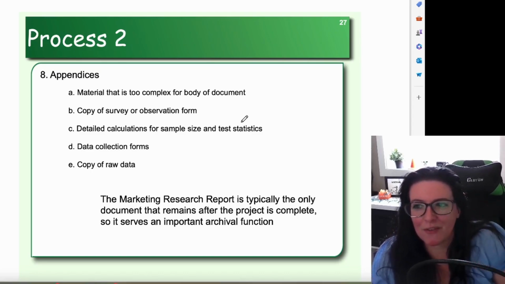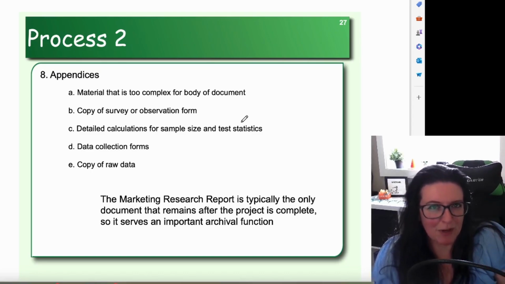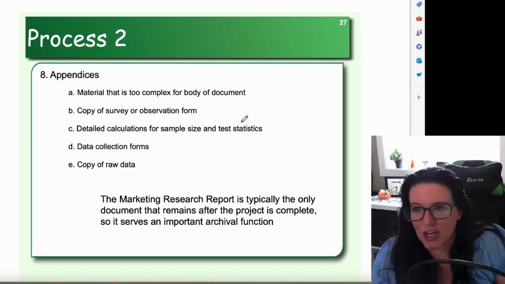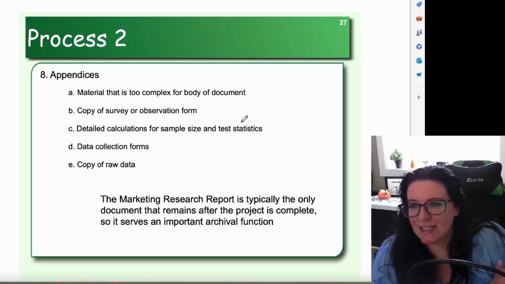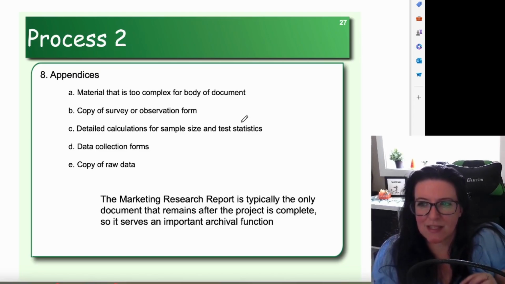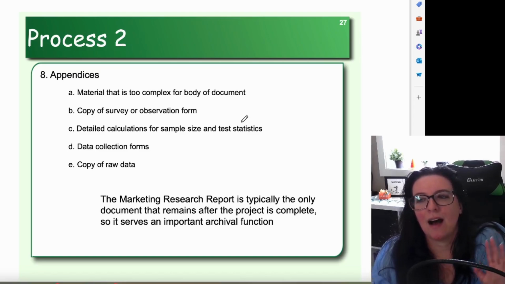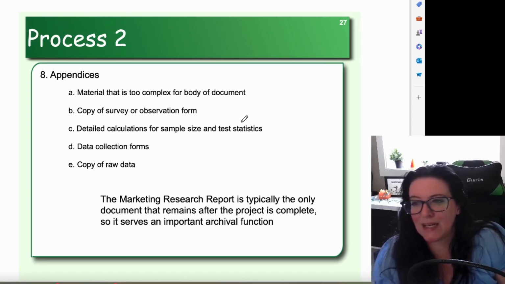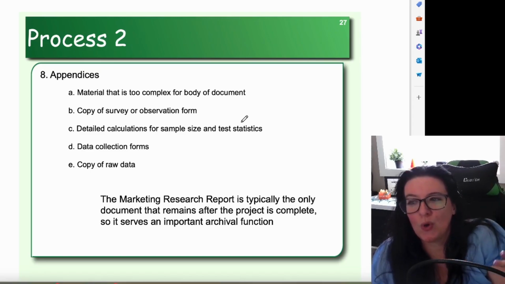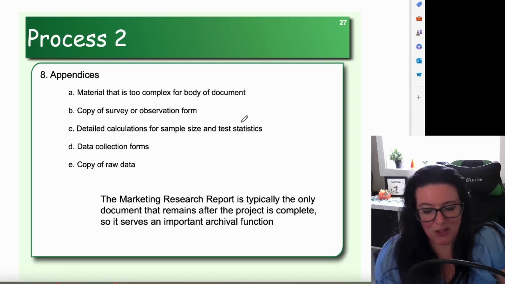This will include a copy of your survey or your discussion guide from your focus group or your observation checklist, whatever tool you were using to collect information. It will contain detailed calculations for sample sizes. It'll include more information about your analysis process. It might include more descriptive statistics to help summarize the data itself. It may include copies of raw data depending on the information, how it was collected, and what your agreement is with whomever contracted you to do this project.